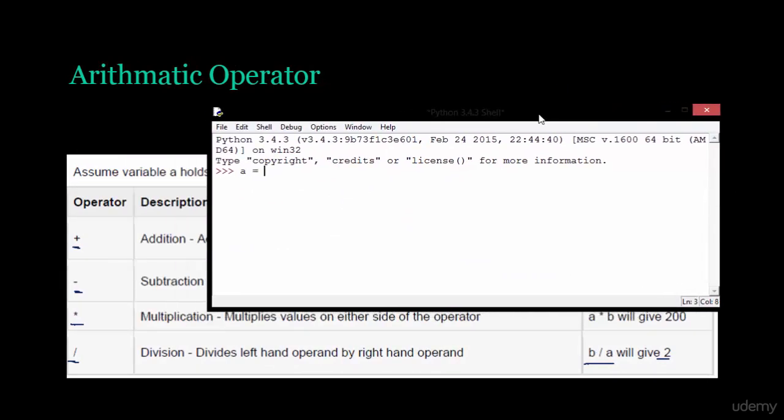We set here A equal to 10, B equal to 20. If I type A plus B, this will give us 30. If I type B minus A, this will give us 10. I type A multiplied by B, this will give us 200. I type B divided by A, this will give us 2.0.